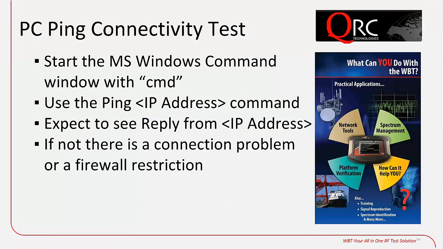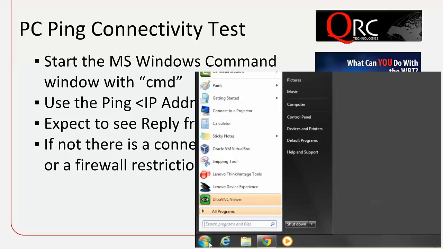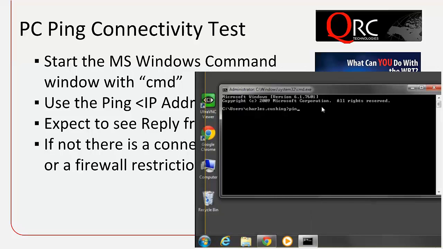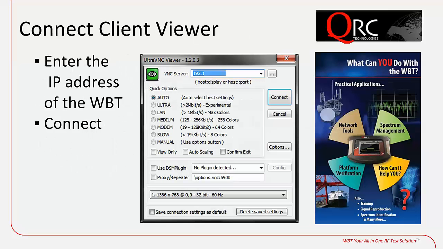If you need to ping, use the Microsoft command window, type in CMD, and then the ping command with the IP address. Expect to see a reply from the IP address that's on the WBT. If there's not a reply, then there's a problem with the connection or there's a firewall restriction.